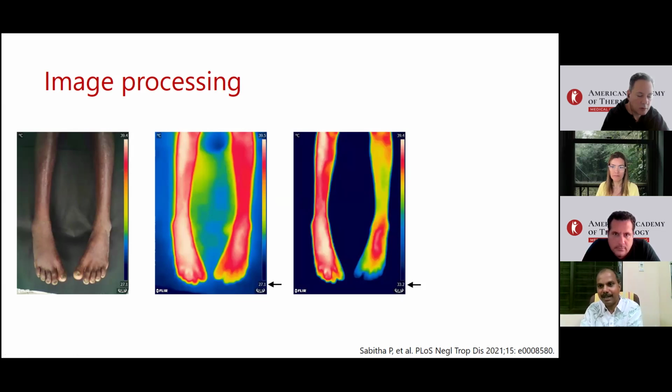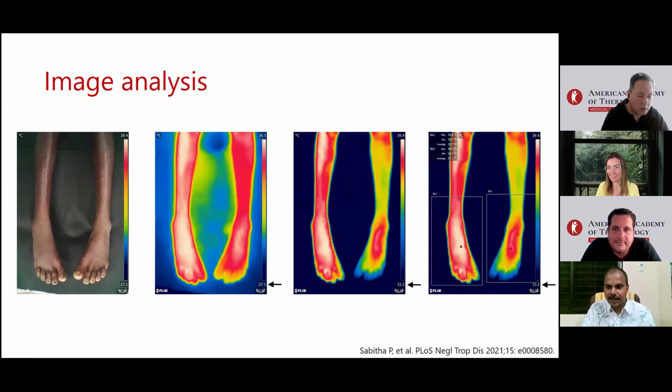I don't think anybody needs much training. That's how I learned it. We also learned that we can use the box tool to define a region of interest, find the maximal temperature, Tmax, and find the difference between the two Tmax values on both limbs for comparison. So this is how we analyze the images.